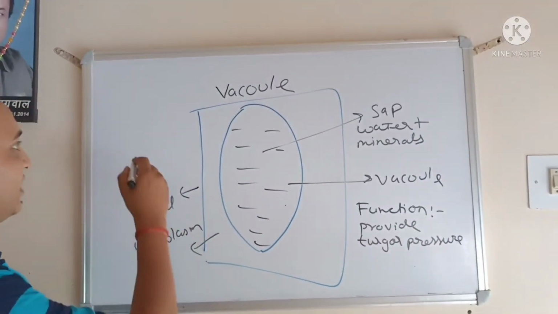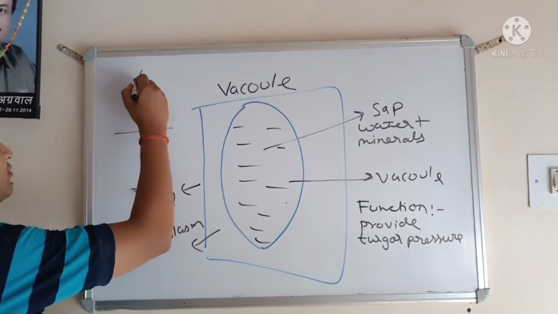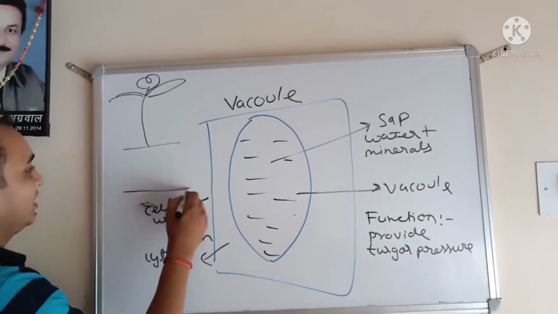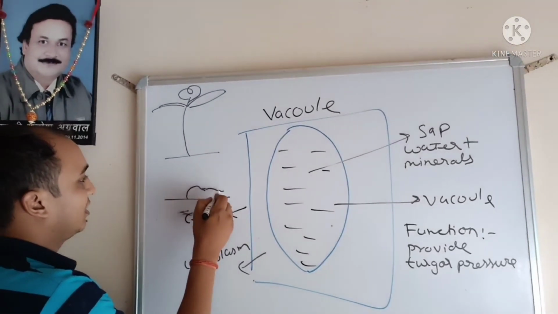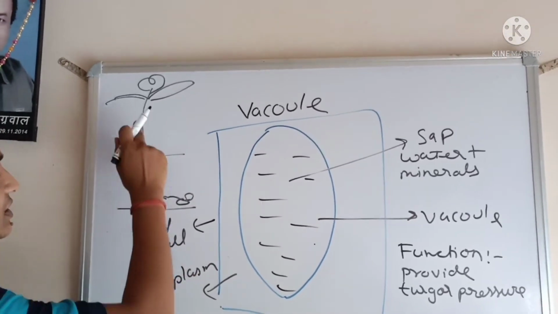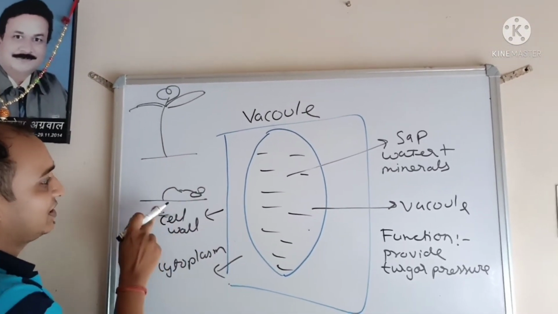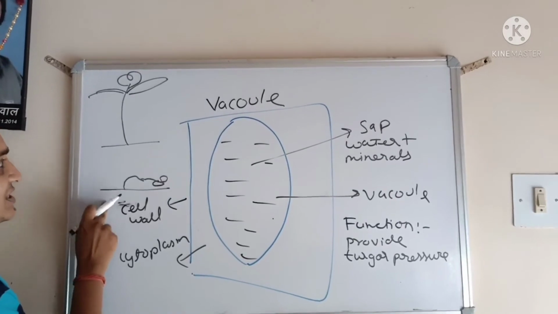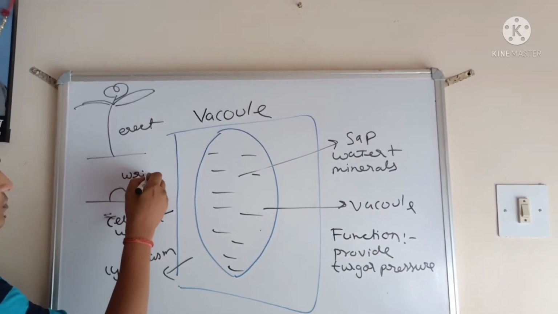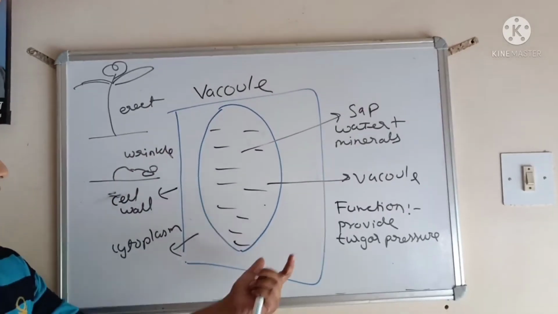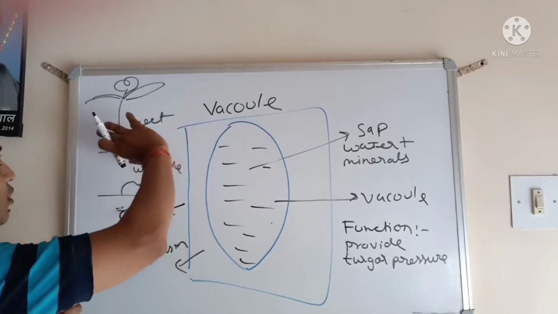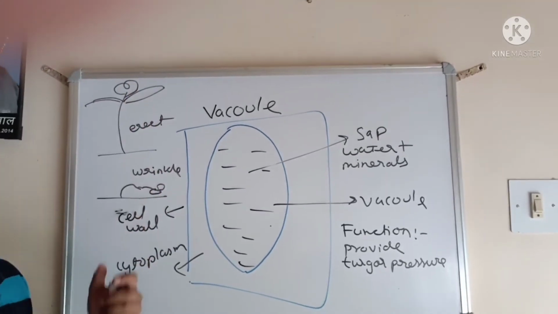What happens if we have a plant which is straight, and now we have another plant which is bent like this. The difference between them is that in this one the vacuole is filled with sap, and in this one the vacuole is not filled with sap. This plant is erect, and this is wrinkled. So this is the role of the vacuole, that it provides turgor pressure. It provides pressure to the cell so that the proper shape of the plant is maintained.